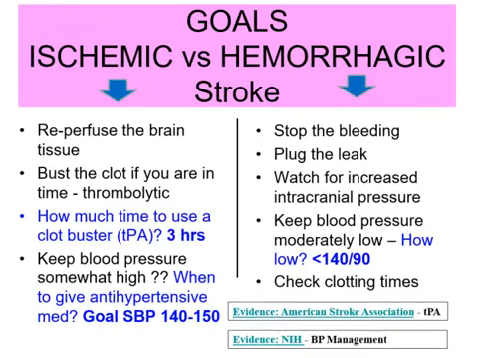So goals. With our ischemic stroke, remember those are the clotting strokes, our goal is to reperfuse the brain tissue. So we need to bust those clots if you have clots or if you're within a time. So we use this medication called TPA, which is a clot buster. We can use that within 3 hours. So in this type of stroke, we want to keep the blood pressure somewhat high. And we want to give antihypertensives. Our goal, our systolic blood pressures, we want to keep it about 140 to 150.